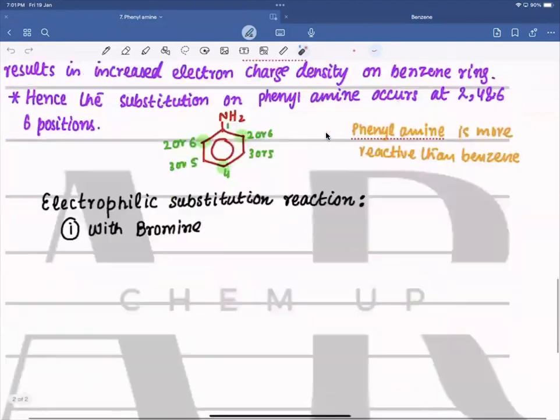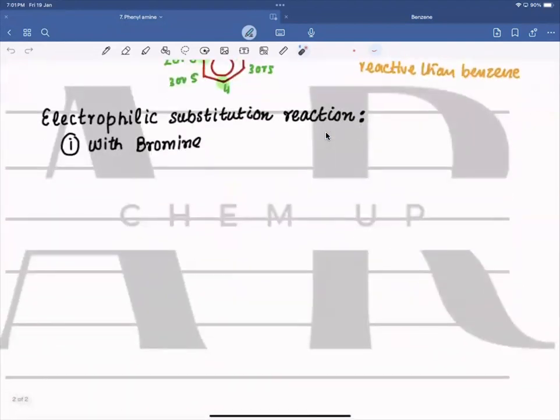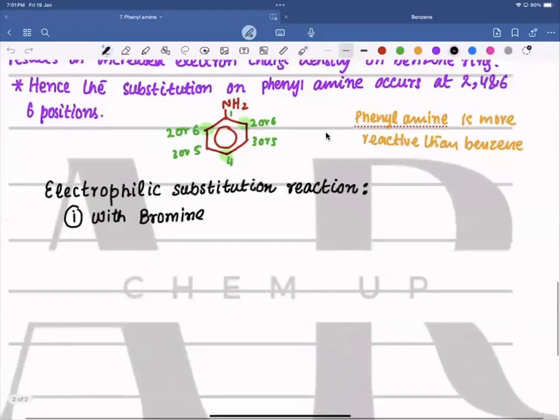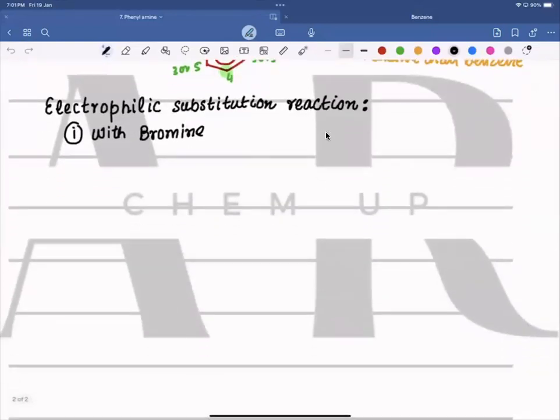Okay. Now, we have a first reaction with bromine. As phenylamine is more reactive than benzene, it will react more readily, and it also does not need any catalyst as benzene does, like anhydrous AlBr3 or AlCl3. It will react at room temperature without any catalyst.